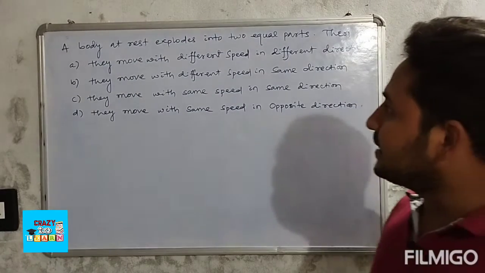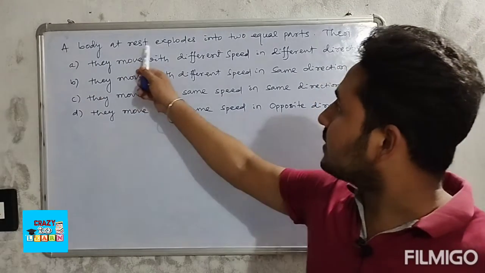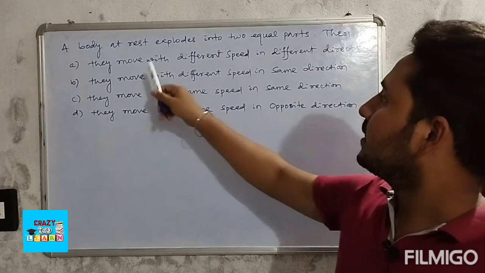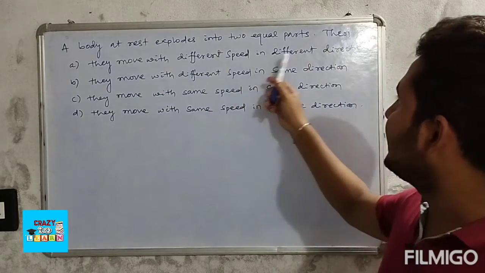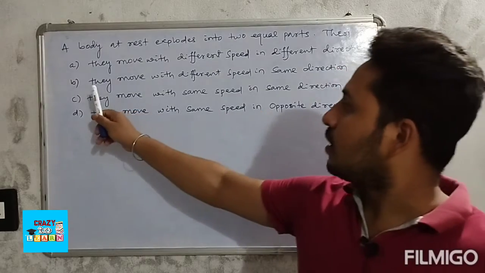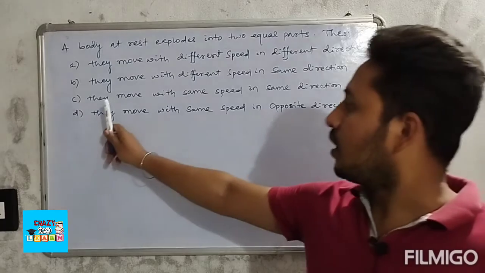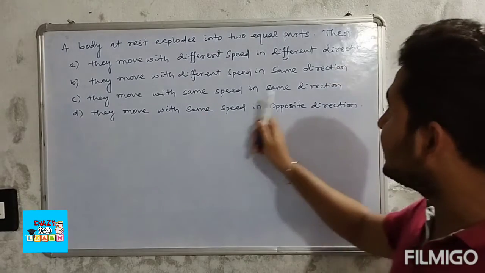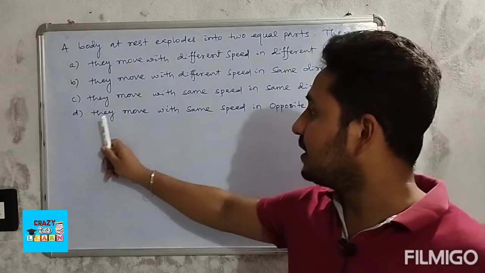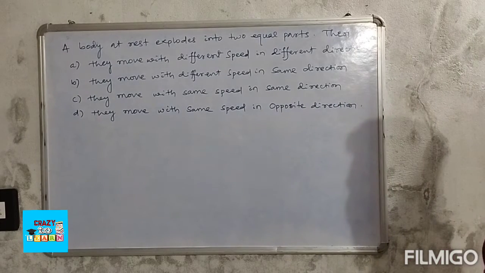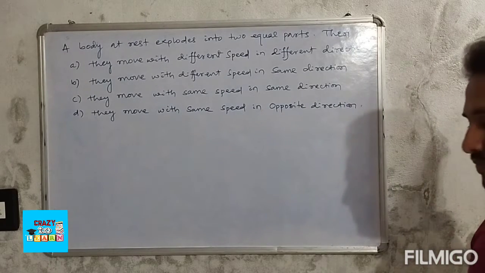Our next question is: a body at rest explodes into two equal parts, then option A, they move with different speed in different direction. Option B, they move with different speed in same direction. Option C, they move with same speed in same direction. Option D, they move with same speed in opposite direction. What is the correct one?